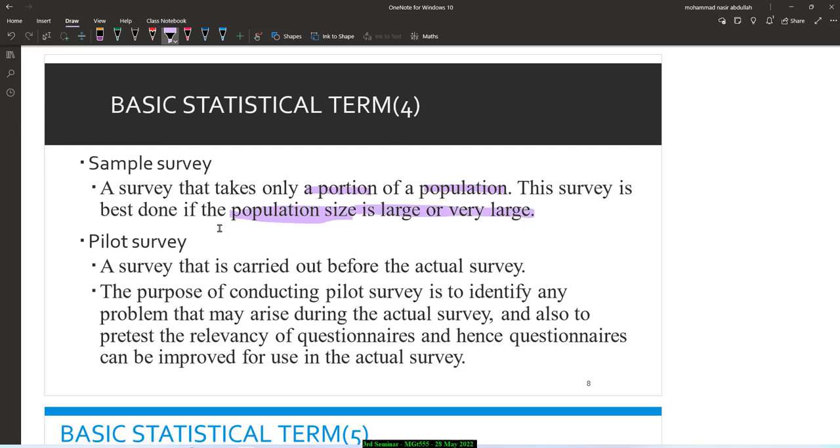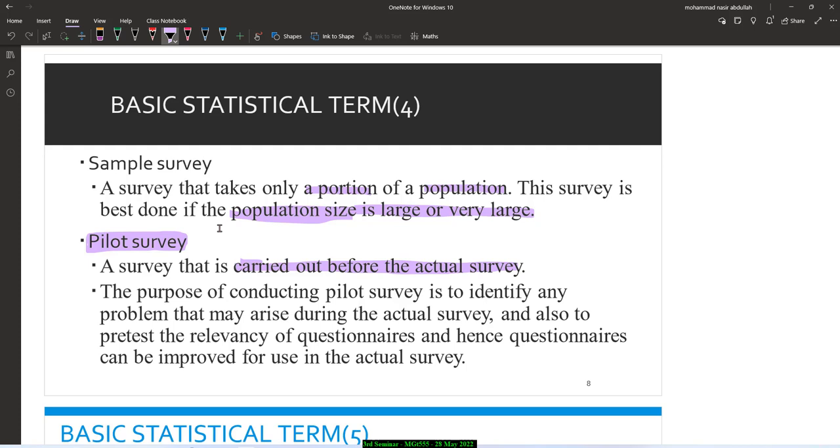Another term is a pilot survey. The thing to note is that a pilot survey is not a study about aircraft. It is a study carried out before the actual survey. It means that before we go for the actual survey, let's say we design a questionnaire, we need to test whether our questionnaire is reliable or not reliable, valid or not valid. So we need to do pre-testing to test whether our questionnaire is okay or not.